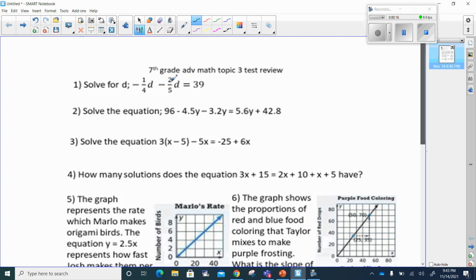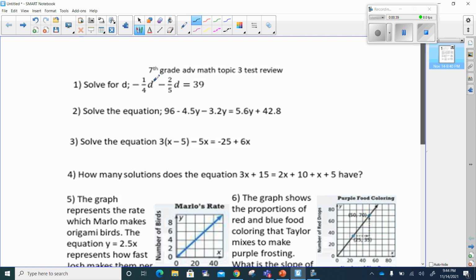It's negative 1/4 D minus 2/5 D equals 39. Well, remember, we have to combine our like terms. Both of these terms end in D, and like terms are terms that have the same variable to the same power. That means I can go ahead and add these two together. But to add fractions, my denominator has to be the same.